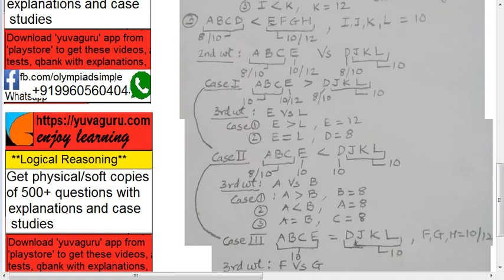See here, this is among the big case of ABCD less than EFGH. So if these are equal, then what? ABC equals 10 and DJKL equals 10. So the problem lies in F, G or H only now. Now FGH can be 10 or 12 only. They can't be 8. Why? Because our big case is what? EFGH is 10 or 12. So FGH can be 10 or 12 only.